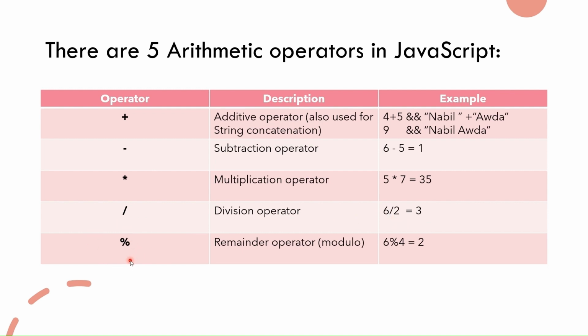The last one is the remainder operator or modulo. It has the percent sign, and it is basically the remainder of a division operation. For example, 6 modulo 4 equals 2. What does it mean? 6 divided by 4 equals 1, and the remainder is 2.